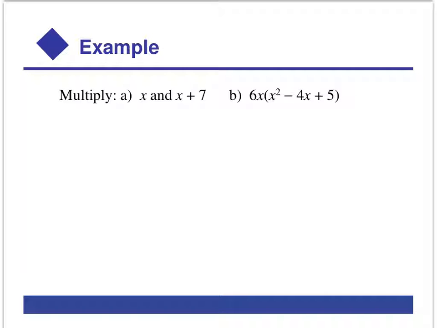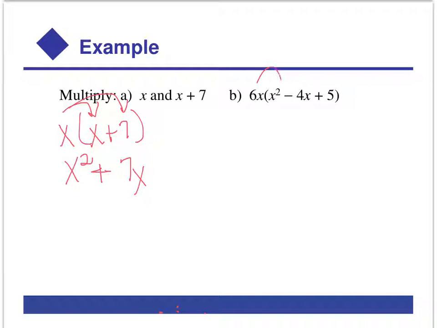Again, multiply x and x plus 7. So this is saying x times x plus 7. So you're going to do the distributive property. So x times x is x squared. And then you got to distribute that x. I call it doing Mario Man. You got to touch each one, and that becomes 7x. And that is our final answer.